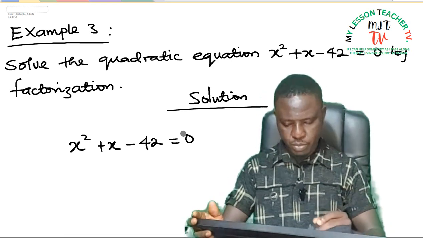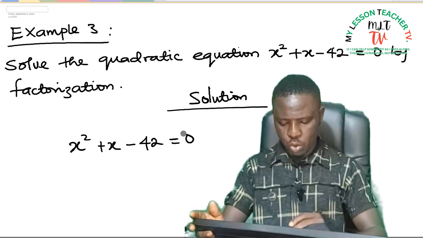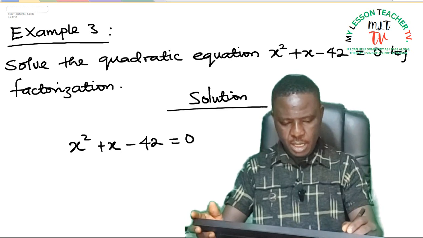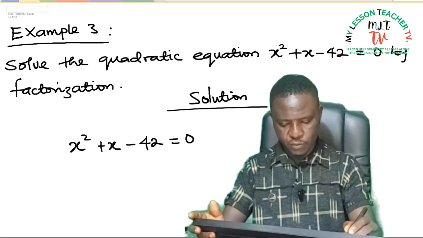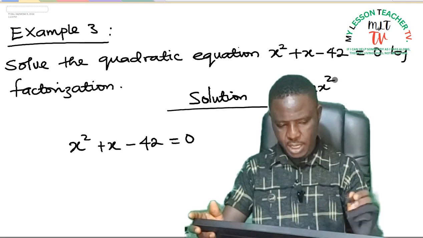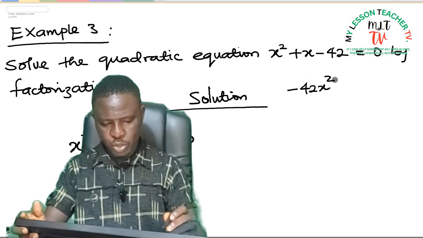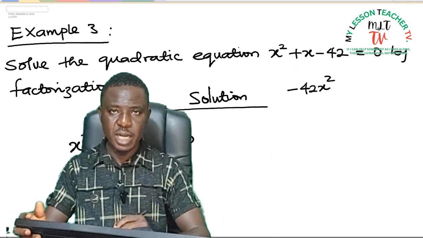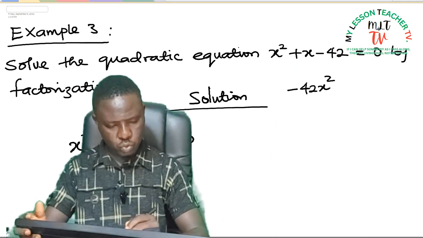Just like we did in the other examples, we are going to multiply the first term and the last term together, and that will give us minus 42x squared. So look for two terms that when you add them together, it gives you plus x, and when you multiply them together, it gives you minus 42.